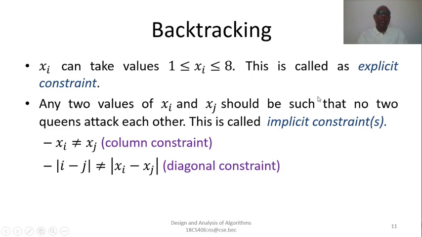It's implicit constraint because this constraint is defined by the problem statement itself. So, the constraints we come across while solving problems with backtracking can always be classified as explicit constraints and implicit constraints.